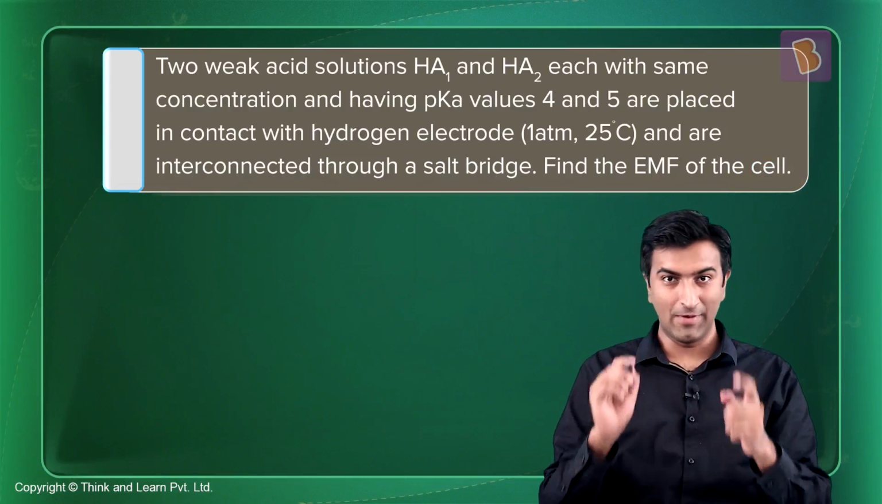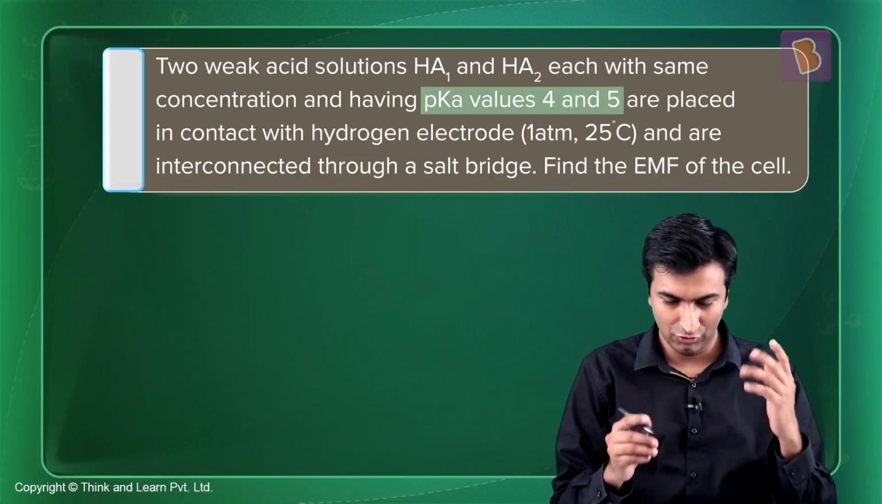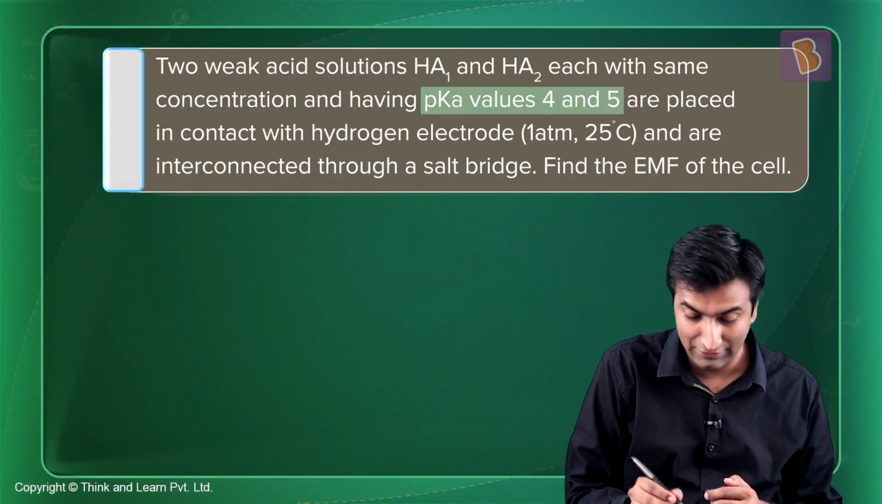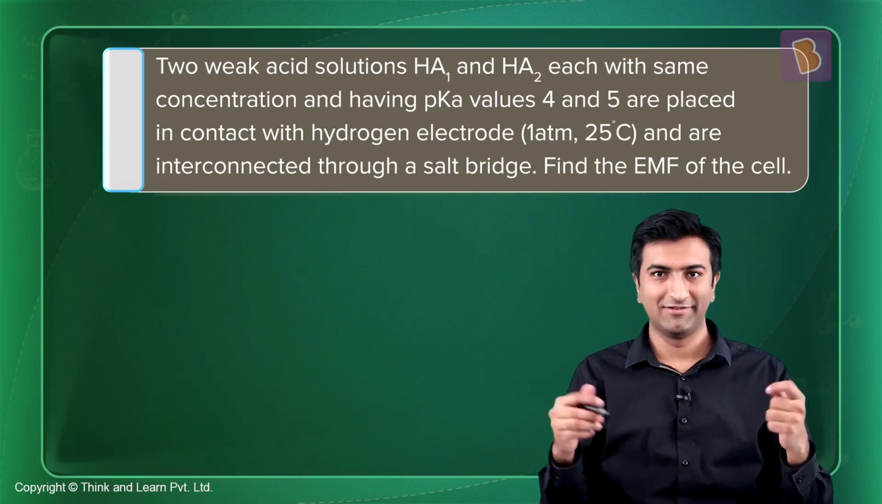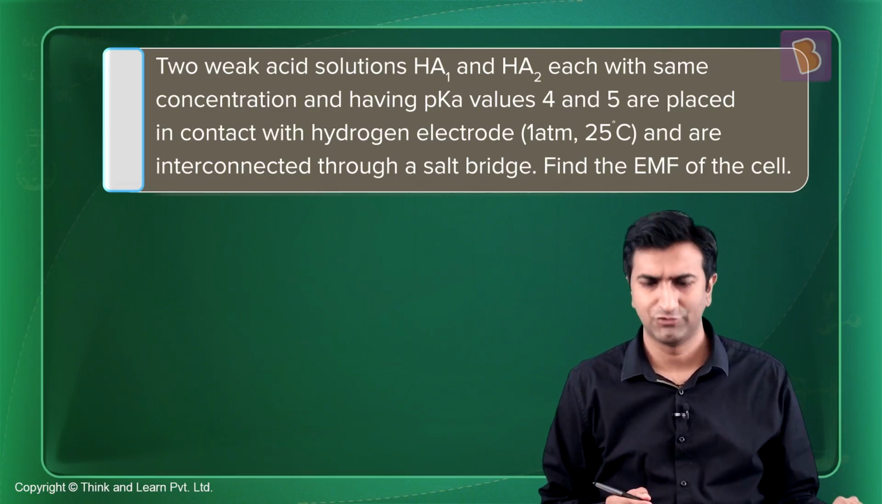Another question that expects a numerical answer from you. Very short question. You have 2 weak acids. pKa1 is given to you to be 4. pKa2 is given to be 5. A cell is formed with a salt bridge and all that. And this is at STP. Find the EMF. Short and sweet.